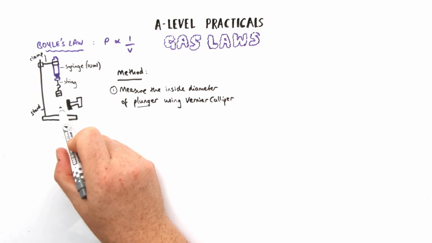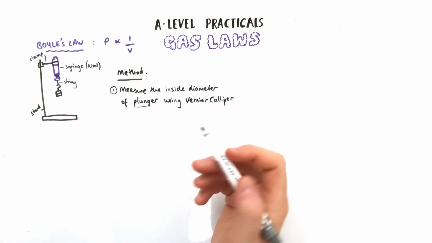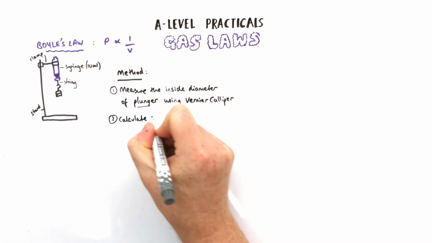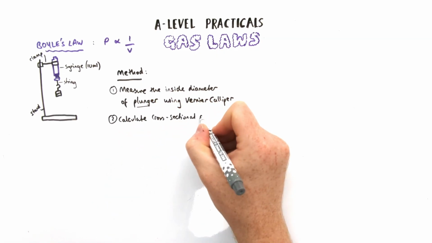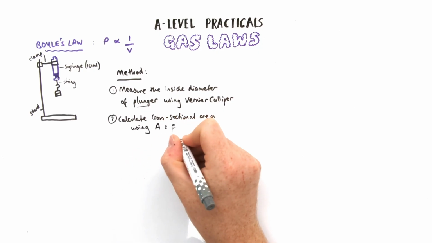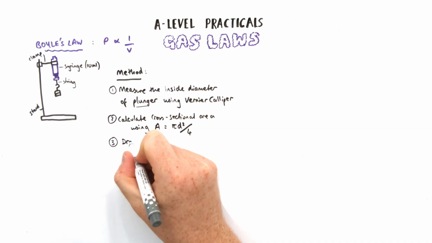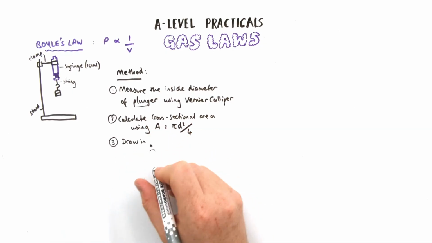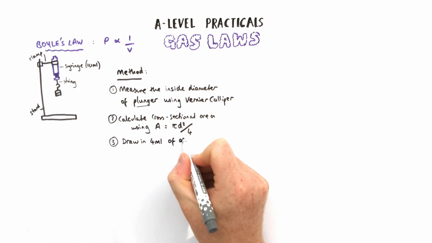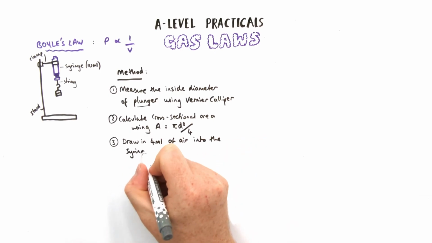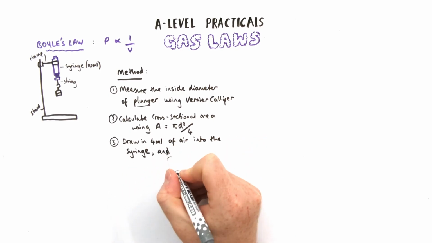The first step is to measure the inside diameter of the plunger before you set the whole thing up. You're going to do that using a vernier caliper. We'll talk about why you do this later, but it's so you can calculate the area, so we can calculate the pressure. So we're going to calculate the cross-sectional area using pi d squared over 4 or pi r squared to calculate a cross-sectional area, which we just need to do one time because it's a constant value.